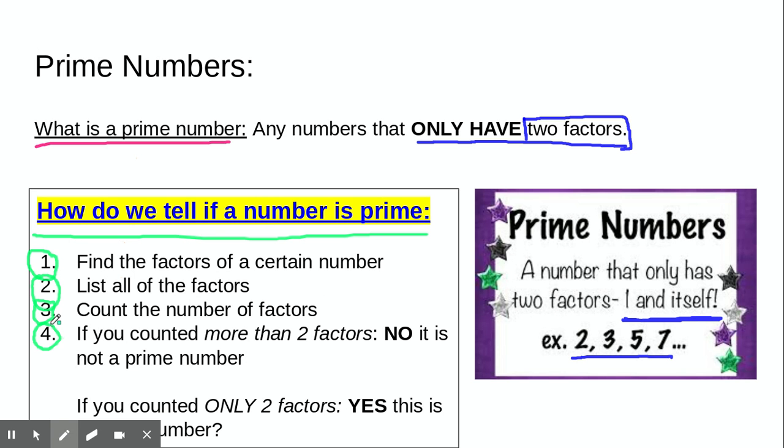And once we count them, if we counted more than 2 factors, no, it's not a prime number. But if we counted only 2 factors, only 2 of them, then yes, it will be a prime number. So this will be important to remember. We can always come back and reference it if we need to, because we'll be wondering what numbers are prime in these next few problems.